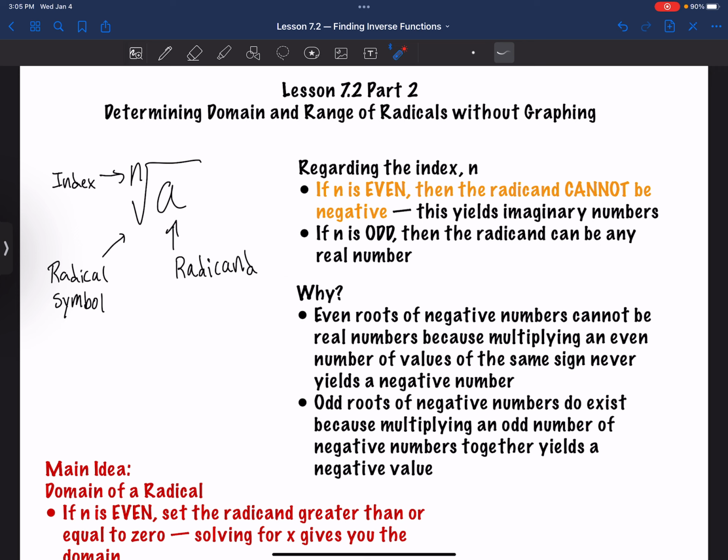The letter a is called the radicand. It just means the argument that's inside the radical. It's the thing under the radical symbol. And when we're looking at domain and range, the radicand is what helps us figure that out.